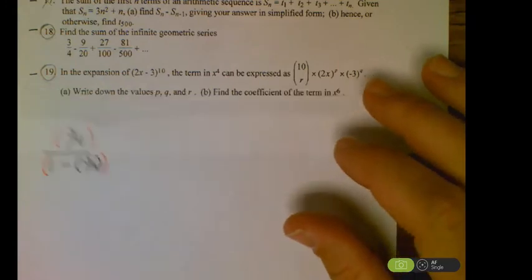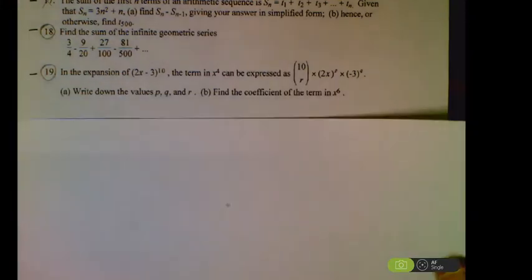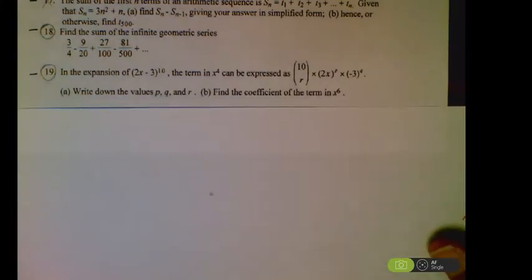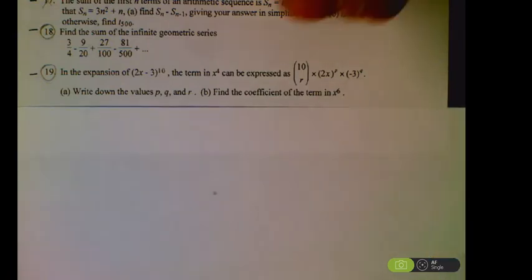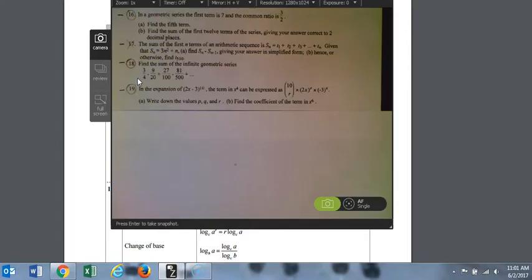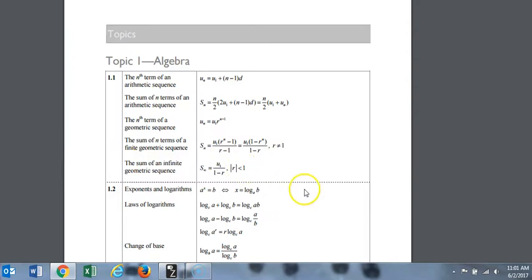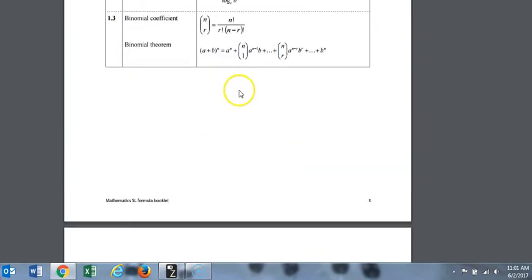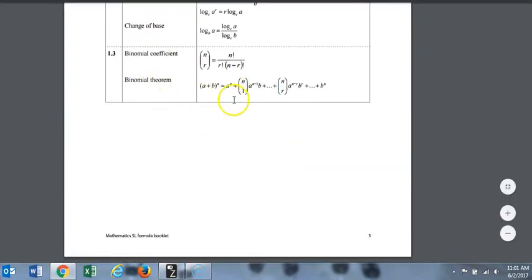Alright, moving on to the last one here, number 19. So we got an expansion going on. The term that has the x to the 4th power in it could be expressed in that format. So figure out the values of p, q, and r. So remember, we do have a formula for binomial expansion, and it is in your packet. It's right down here next to binomial theorem.